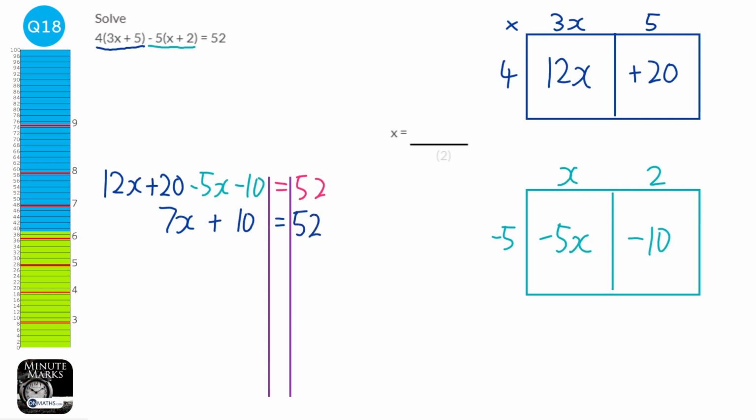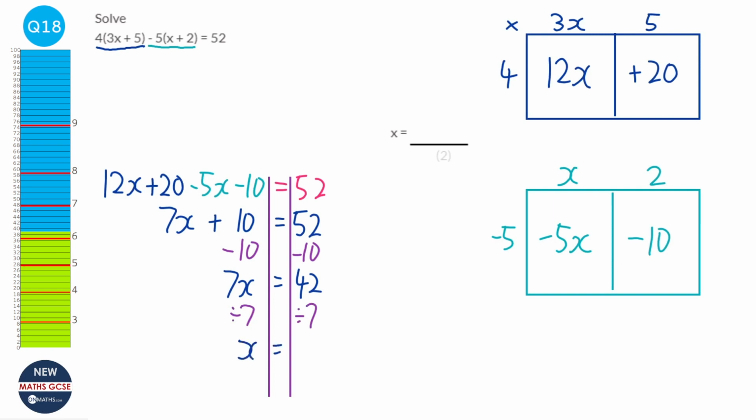Okay, now we need to get rid of the plus 10. So we'll take away 10 both sides. So we've got 7x equals 42. And then we need to get rid of the times 7. So we're going to divide 7 both sides. So x equals 6.